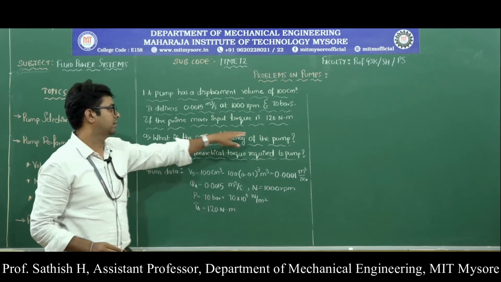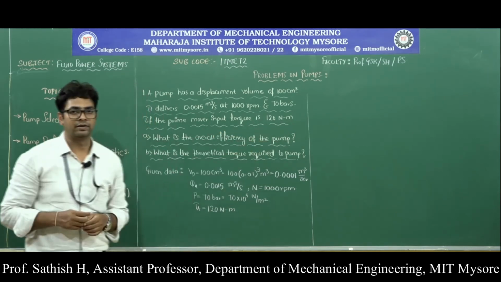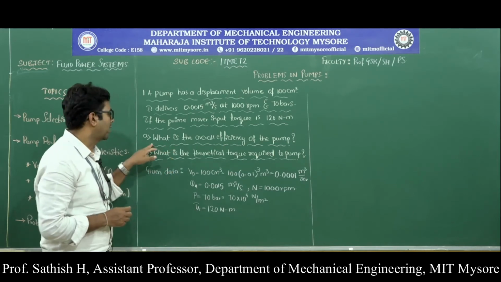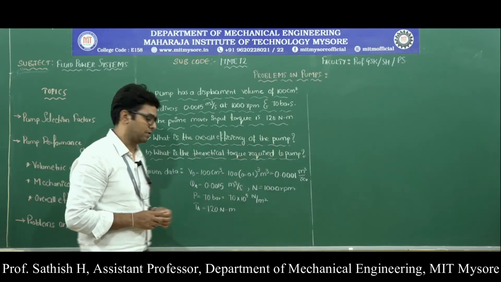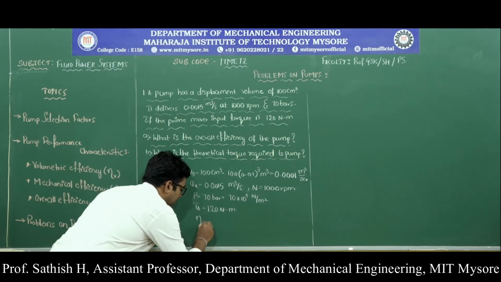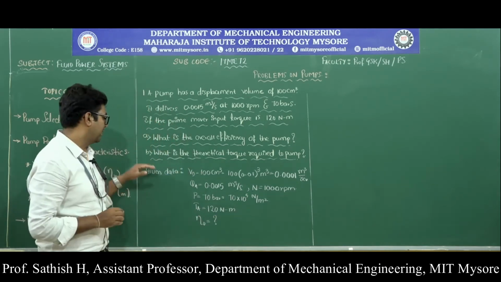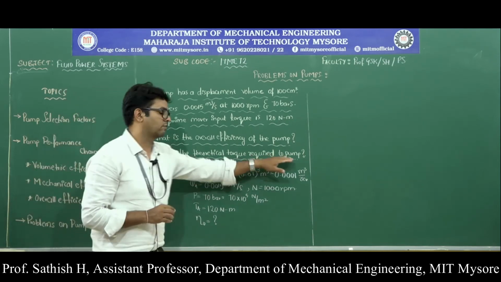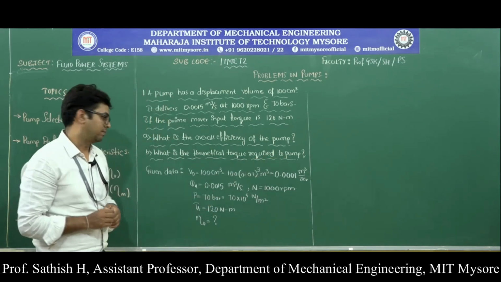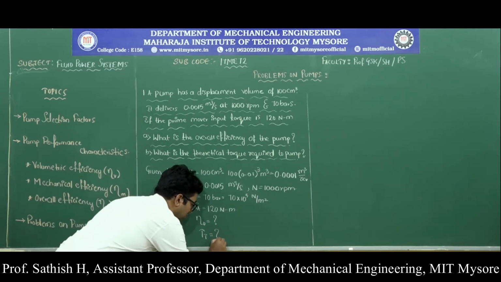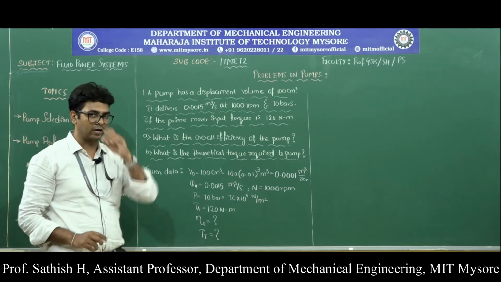So torque has units of newton meters. What they ask us to find out is the overall efficiency of the pump, represented by eta naught equals question mark, and the theoretical torque required to operate the pump, that is T equals question mark. These are the two unknowns we have to find out.